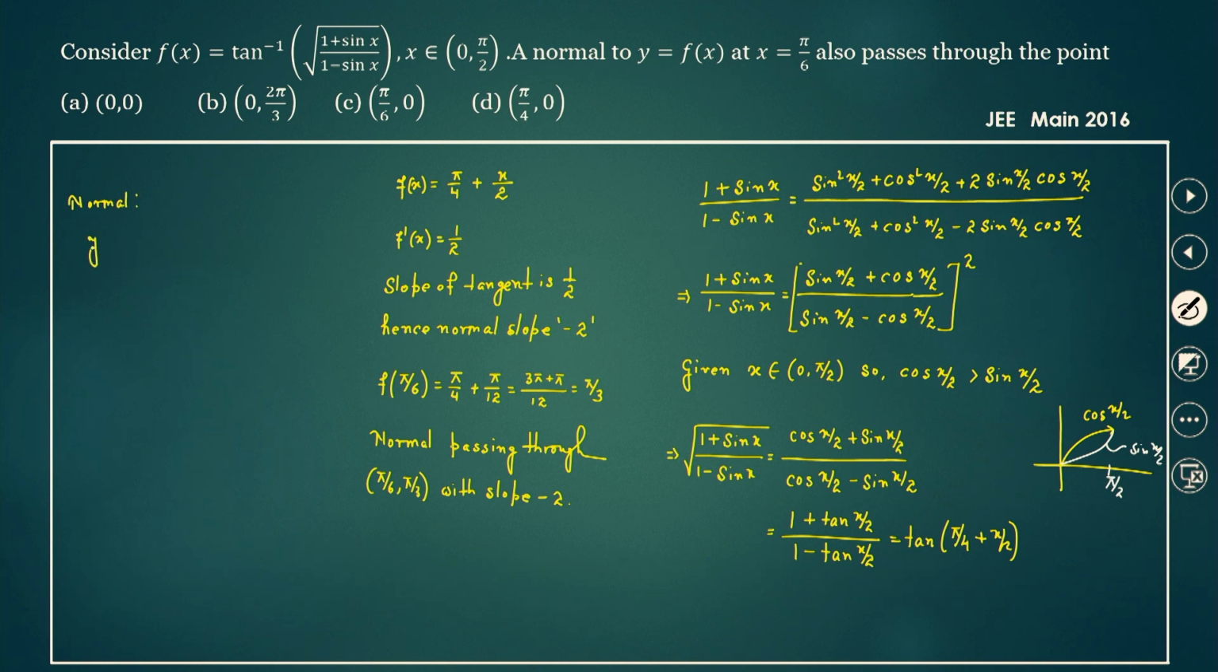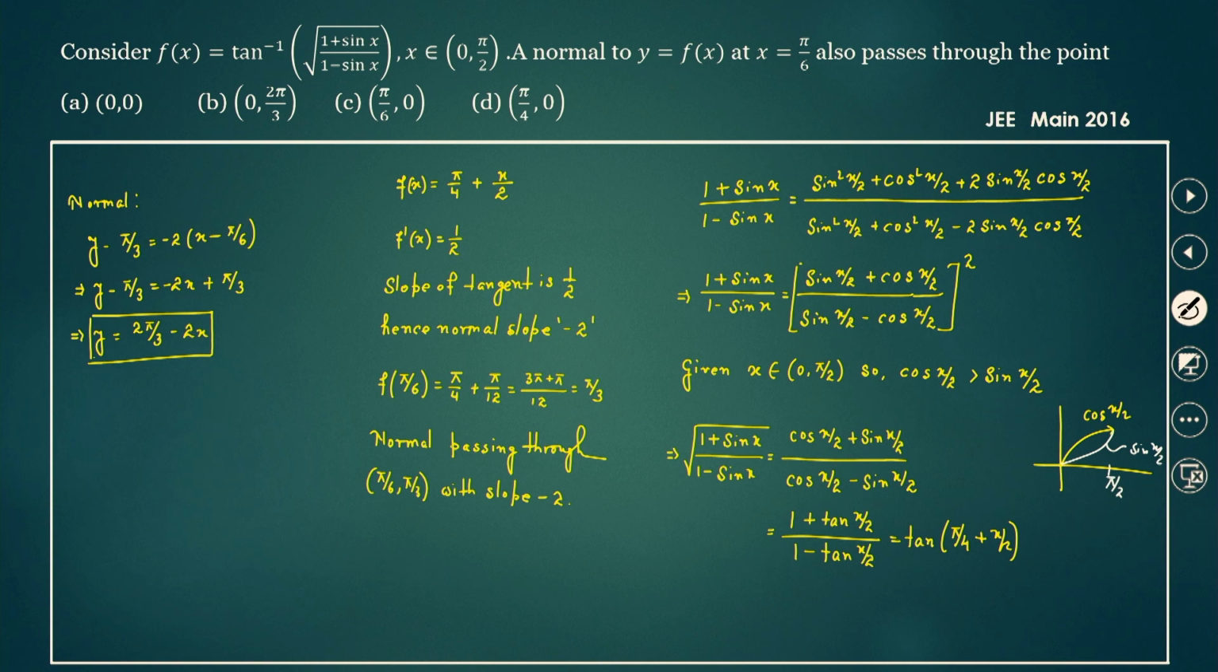So we can say the equation of the normal is y minus pi by 3 is equal to minus 2 into x minus pi by 6. If I solve it, we get y minus pi by 3 is equal to minus 2x plus pi by 3. So that means y is equal to 2 pi by 3 minus 2x. So that's the equation of the normal.